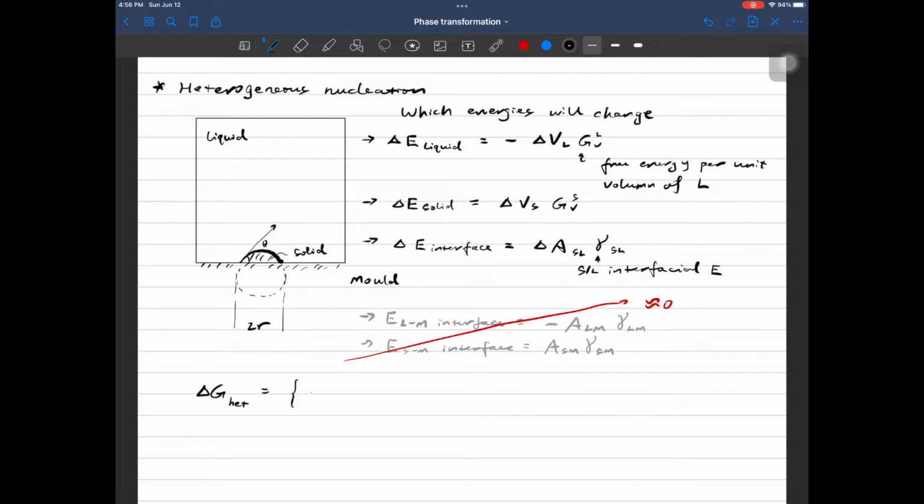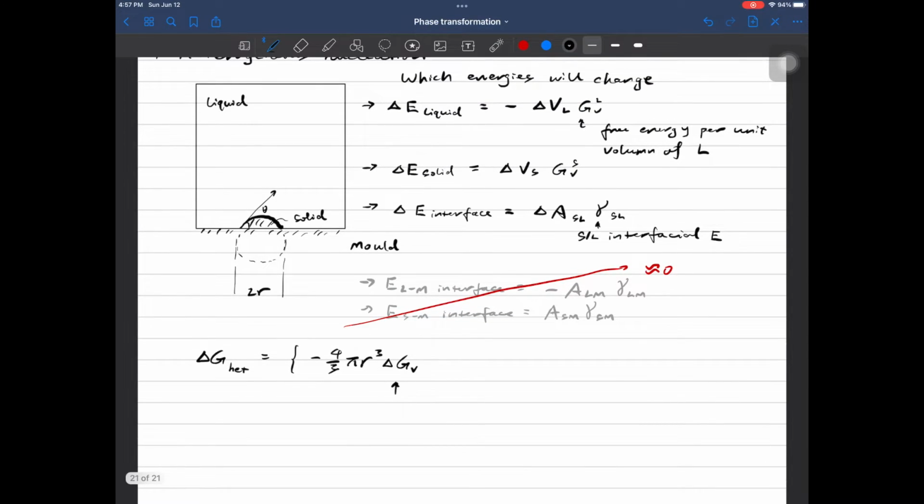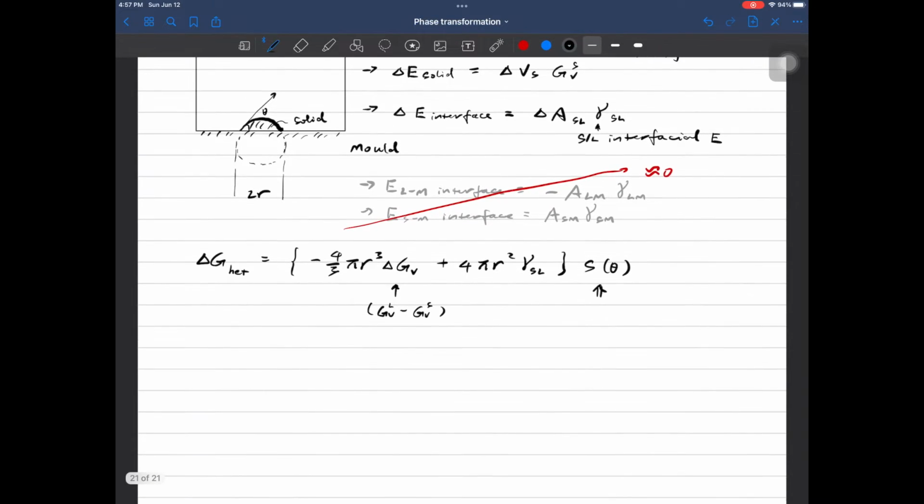The first part is actually exactly the same. You have the volumetric part as well as the surface area part. Again, the volumetric part is due to the decrease in the liquid volume and increase in the solid volume. And again here, the same delta GV is equal to GVL minus GVS. And the surface area part is caused by the introduction of the new liquid-solid interface. Here comes the difference. At the end, you actually multiply the whole term by S(theta). S(theta) can be considered as a correction factor.